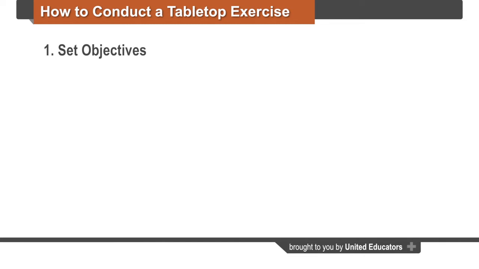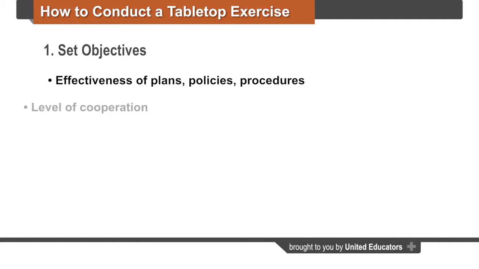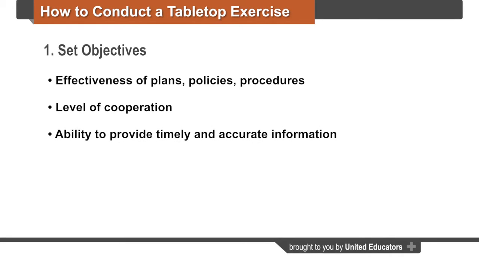First, it is important to set objectives for the exercise. An average tabletop exercise will have between 3 and 8 objectives. These might include determining the effectiveness of your institution's plans, policies, and procedures, identifying the level of cooperation between departments, determining your institution's ability to provide timely and accurate information to the necessary audiences, evaluating the adequacy of resources, such as facilities and equipment, and increasing awareness of crisis response procedures and identifying training needs.